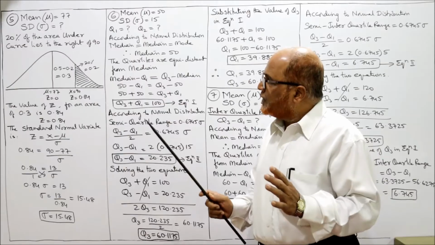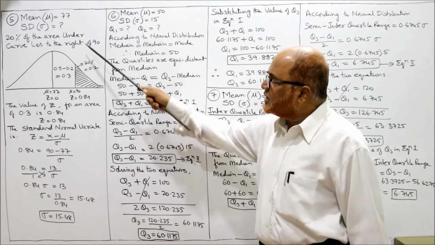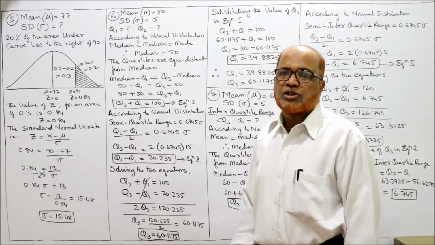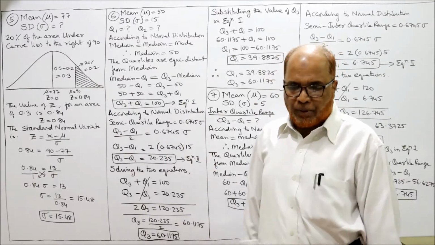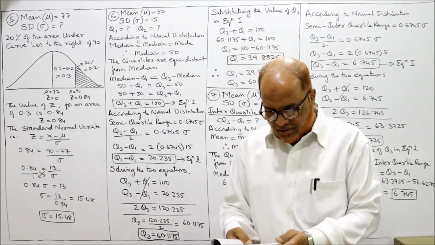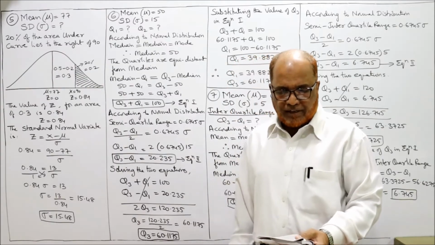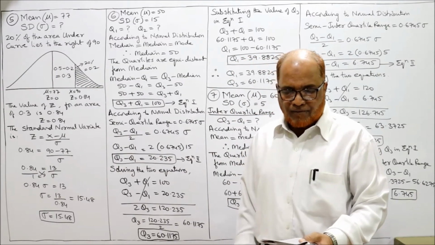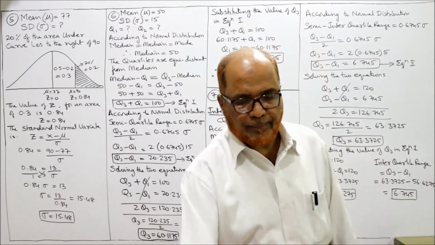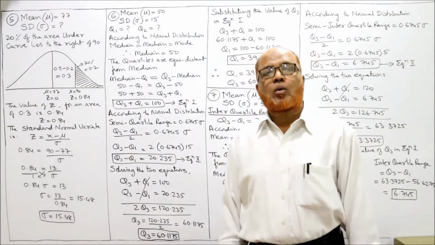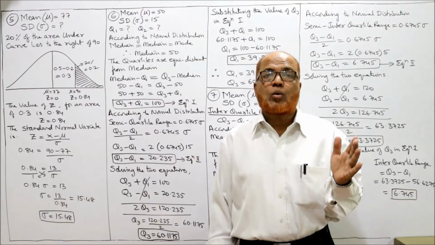So you know how to calculate the standard deviation by using this area, by using normal distribution. Now we'll come to the next problem, the sixth one. For a normal distribution with mean 50 and standard deviation 15, find Q1 and Q3. Q1 stands for lower quartile and Q3 stands for upper quartile.